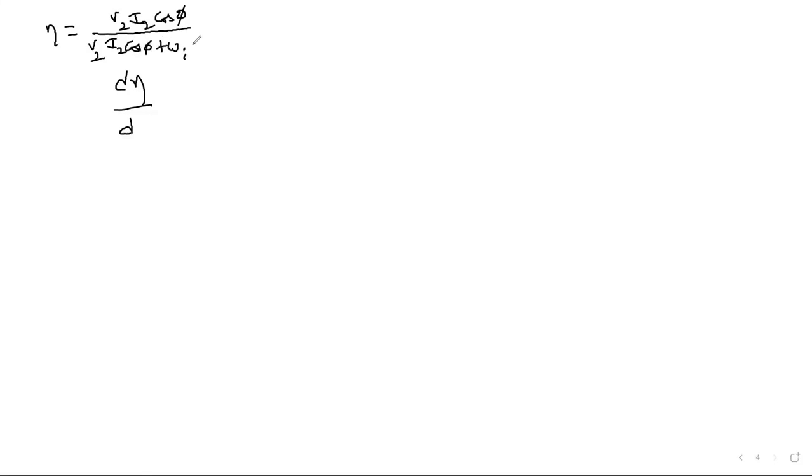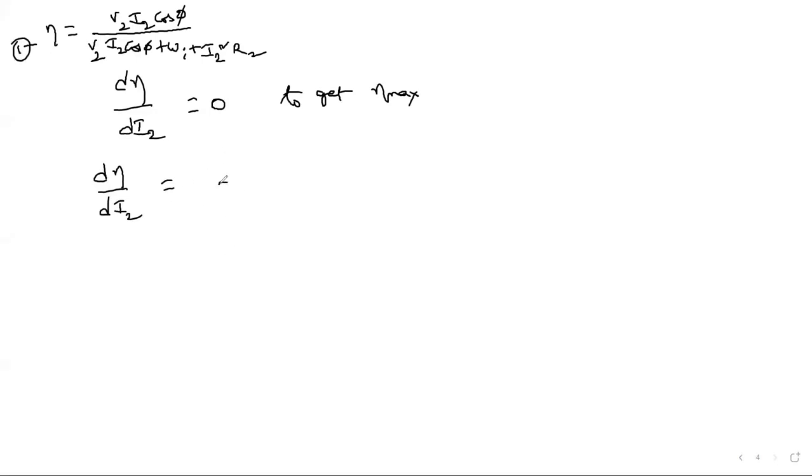Right. Wi plus I2 square R2. Correct. Then we need to differentiate the equation with respect to the variable quantity, that is the secondary current I2, and make it equal to 0 in order to get the maximum efficiency. Therefore d eta by dI2. So differentiating equation 1 with respect to I2.